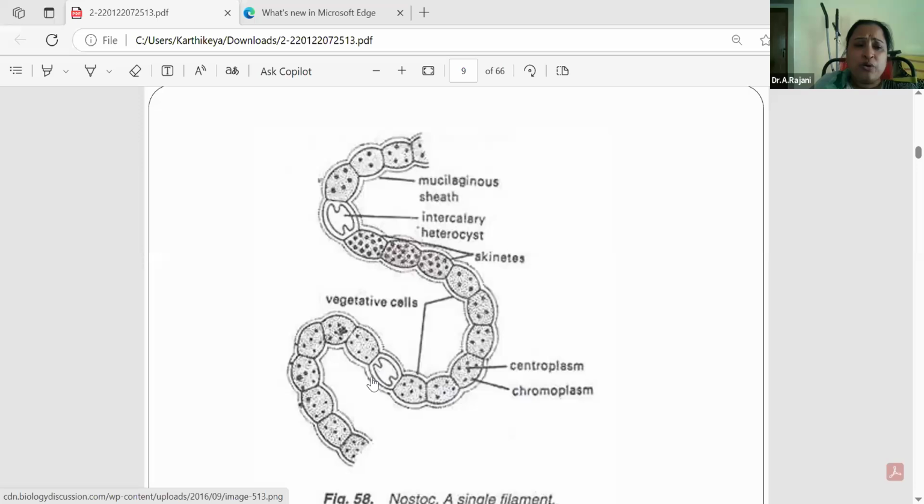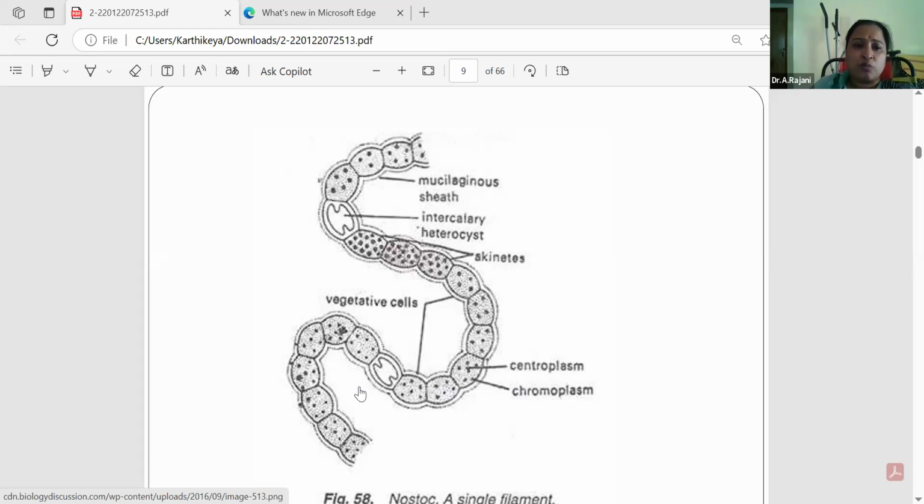Where can you collect NOSTOC? Mostly NOSTOC can be found in soil, on moist rocks, at the bottom of lakes and springs. Springs means both fresh and saltwater springs. Very rarely can you observe it in the marine habitat. What are the characters of this one?